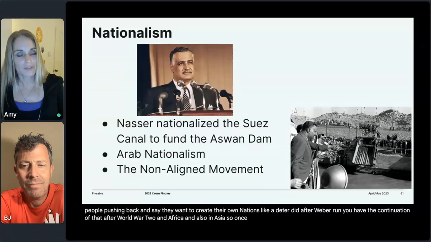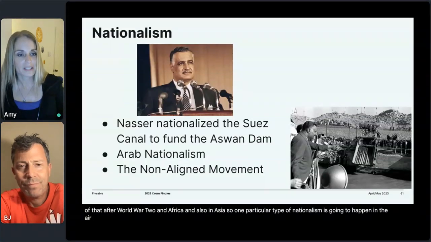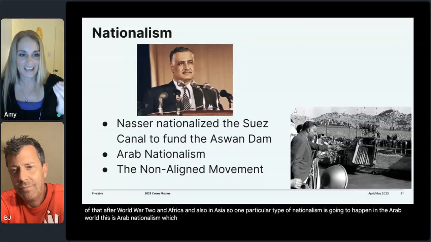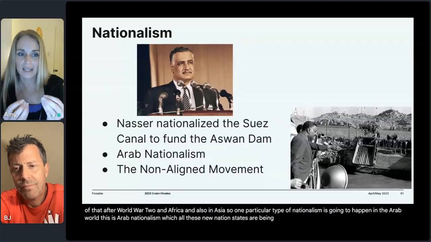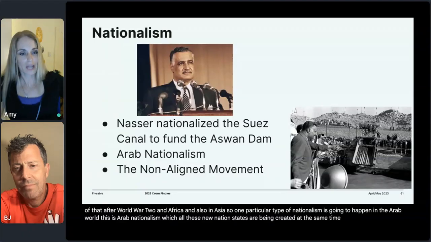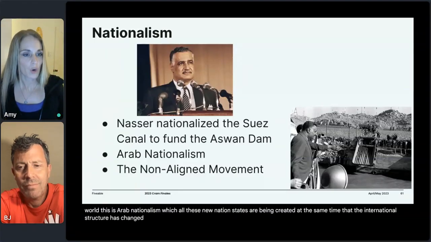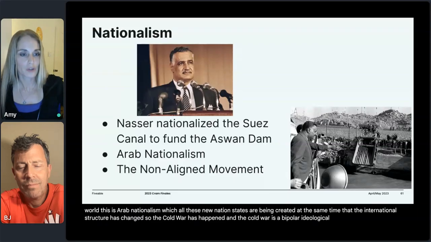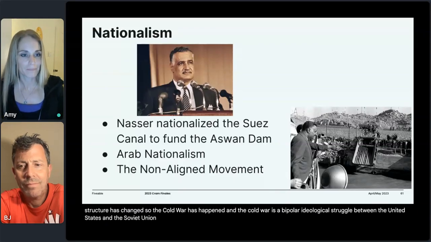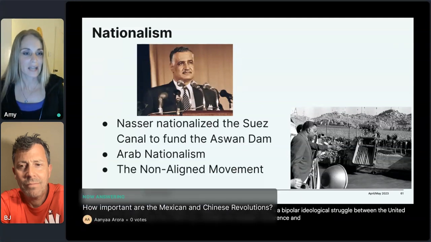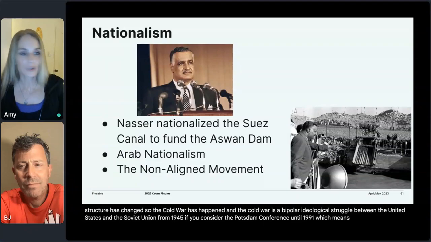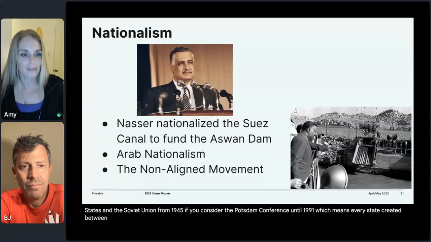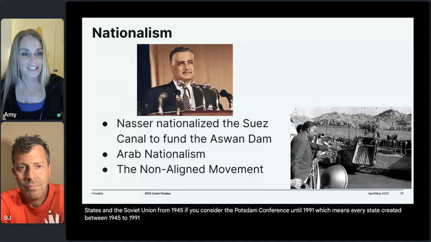So one particular type of nationalism is going to happen in the Arab world. This is Arab nationalism, which all these new nation states are being created at the same time that the international structure has changed. So the Cold War has happened, and the Cold War is a bipolar ideological struggle between the United States and the Soviet Union, from 1945, if you consider the Potsdam Conference, until 1991, which means every state created between 1945 and 1991 is going to be pressured to choose sides.